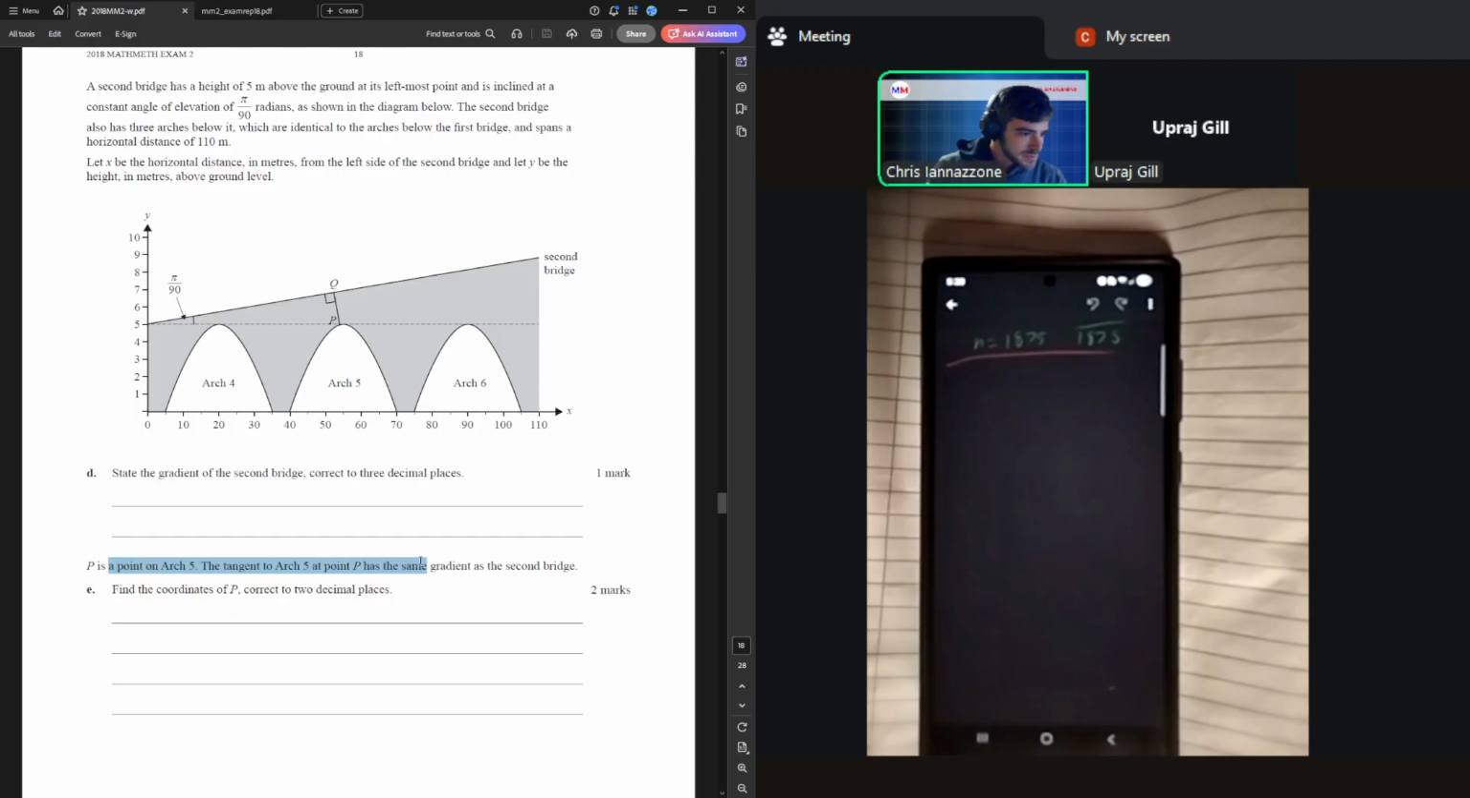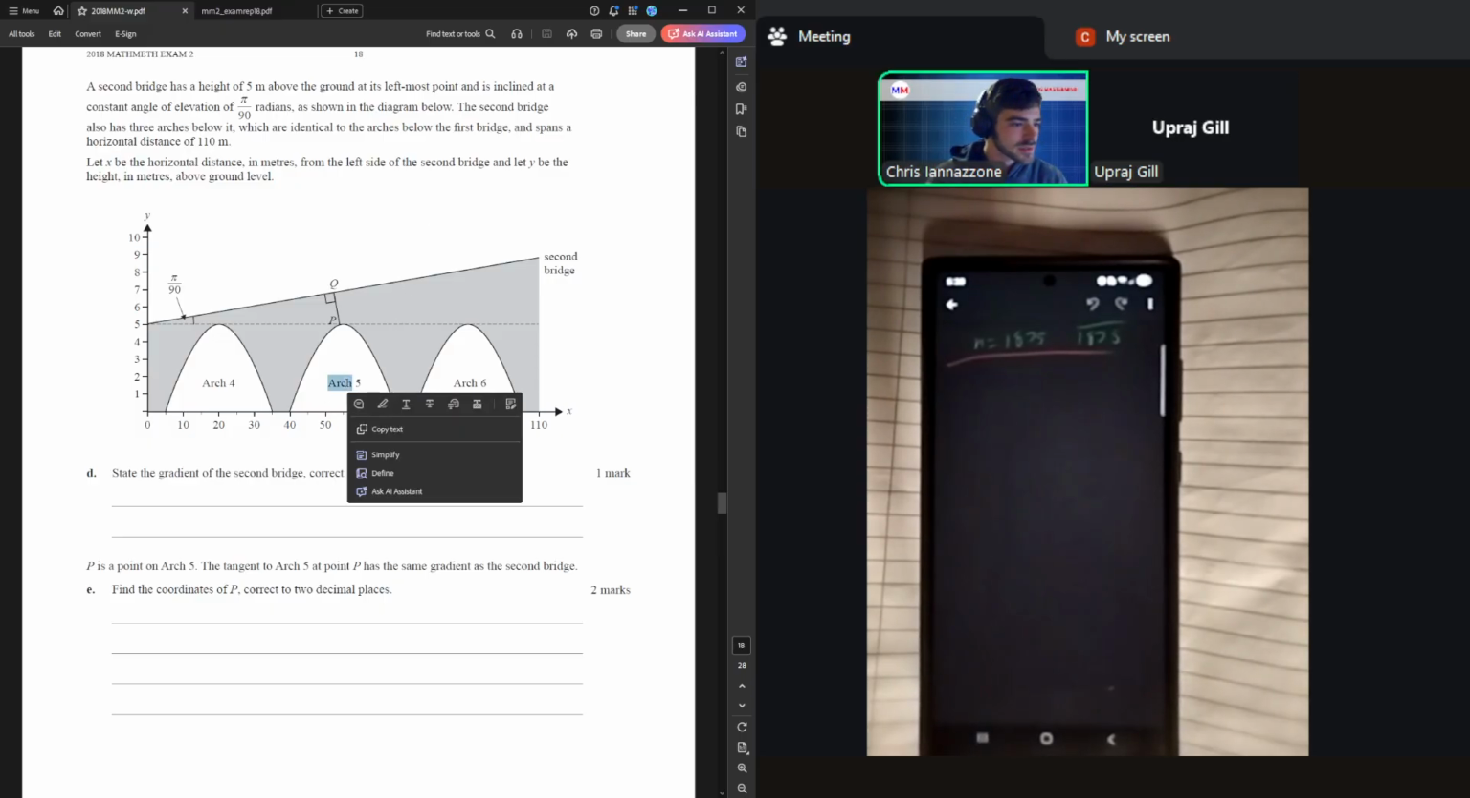Point P is on arch 5 of the second bridge. Find the x-coordinate of P, where the perpendicular... connected, to two decimal places. Okay, so the derivative at some point on the curve needs to be equal to tan 2. Yep. Right. Precisely. Just remember it's arch 5 now, so your function translations are going to be a bit different.